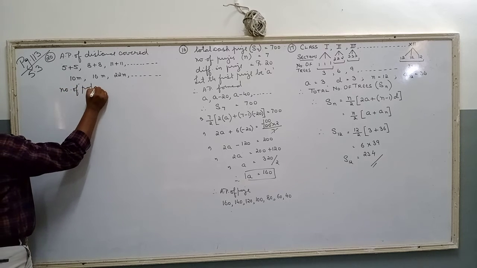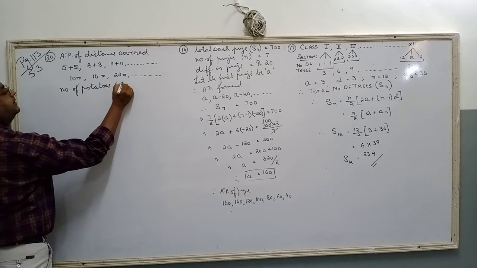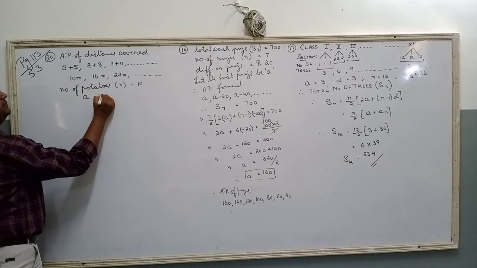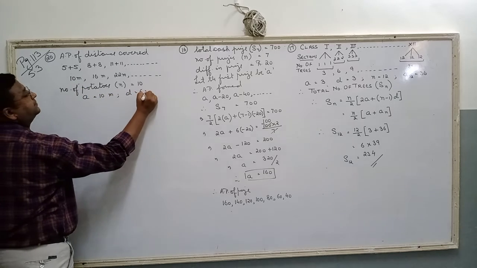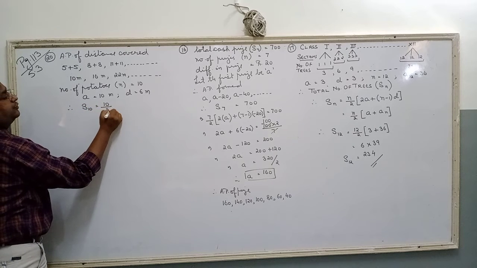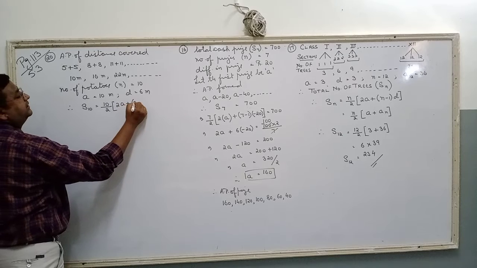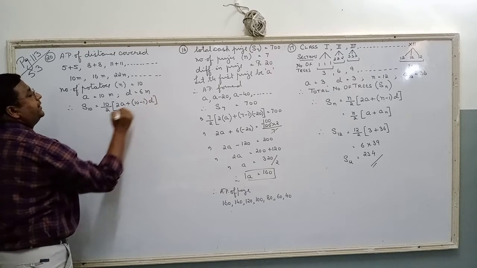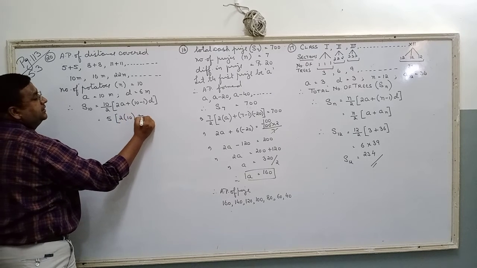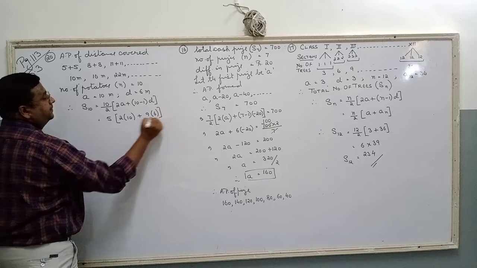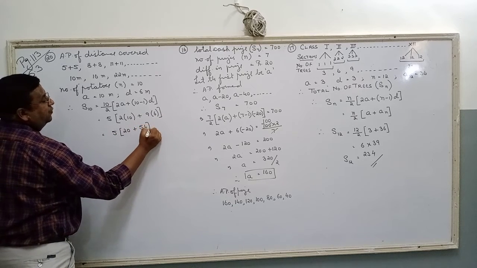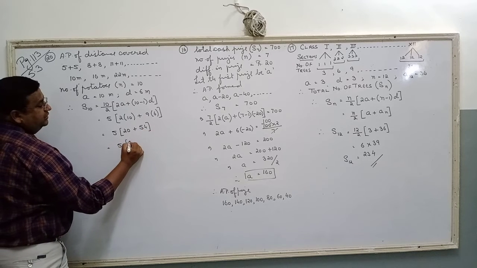Right? So how many times does she have to do it? The number of potatoes in a row. n is equal to how many? 10. a, the first distance, is 10 meters. d is 6 meters. Can we find the total distance? S10 is equal to 10 by 2 into 2a plus 10 minus 1 into d. So 10 by 2 is 5. 2 into 10 plus 9 into 6. So 5 into, 2 tens are 20 plus 9 sixes are 54. 5 into 74.